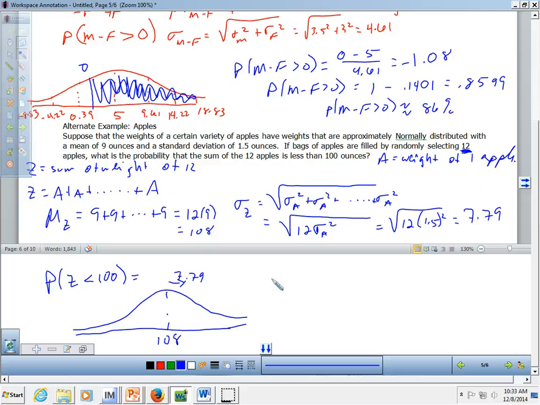Normal CDF, we want it to be less than 100 ounces. So we go 100 for our lower bound. No, sorry, we're going less than. That's probably why we needed to shade, right? It's going to be this way. Our lower bound is going to be something really, really small, so I'm going to make it negative 100. My upper bound is going to be 100. The mean is 108, and the standard deviation is 7.79. And when you type that in, you get a probability of approximately 15.2%. And you can verify that with your own calculations.